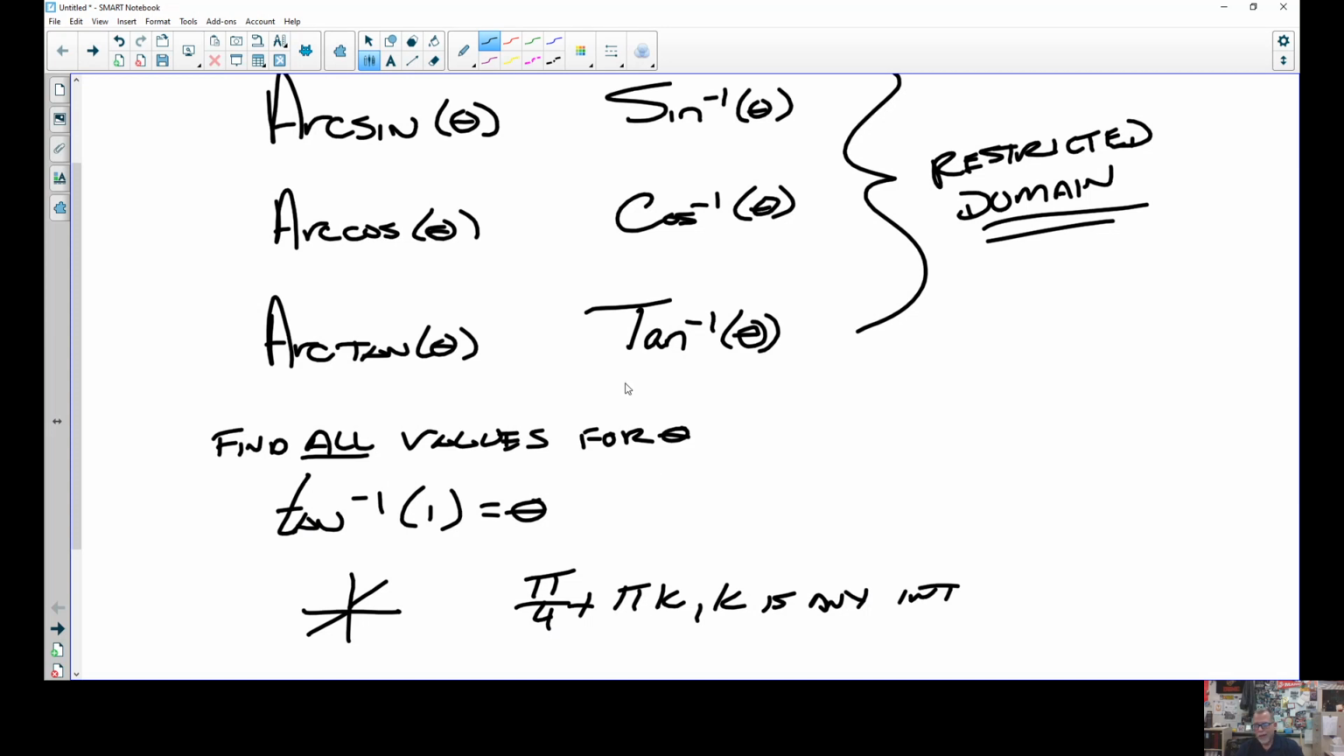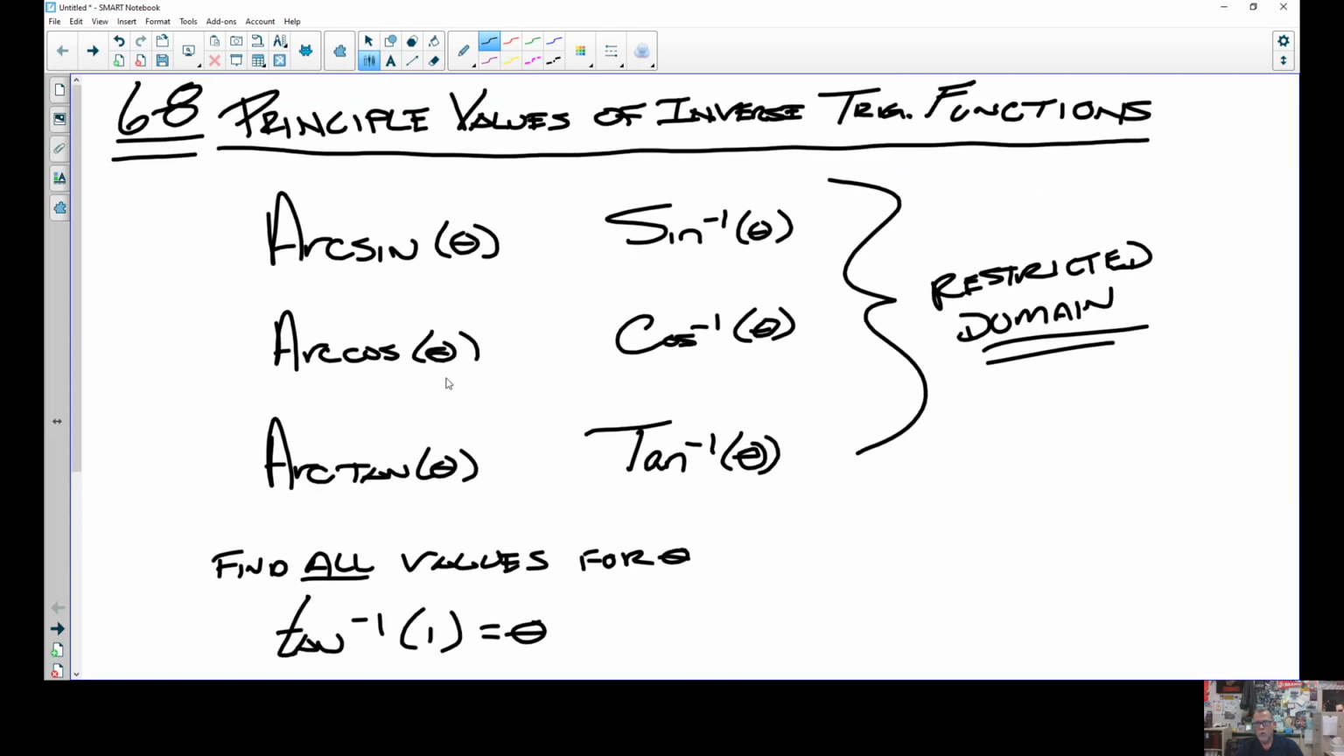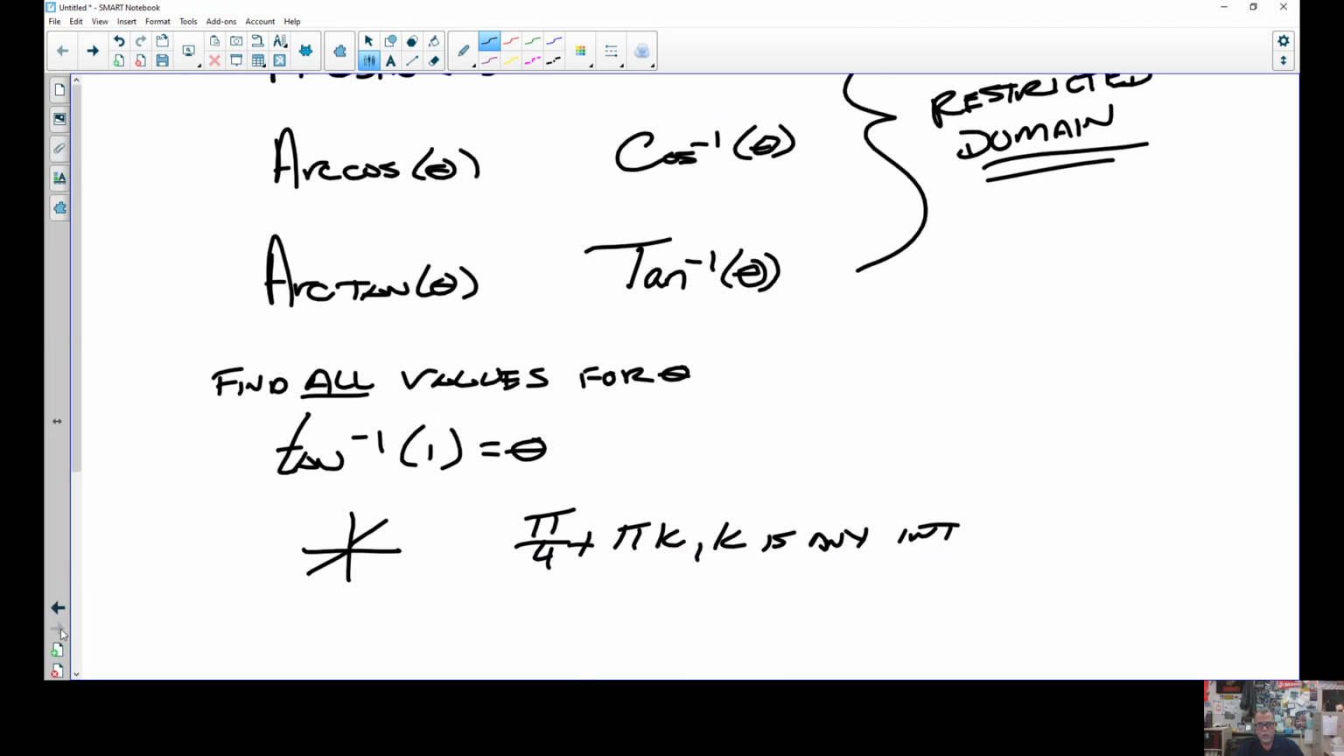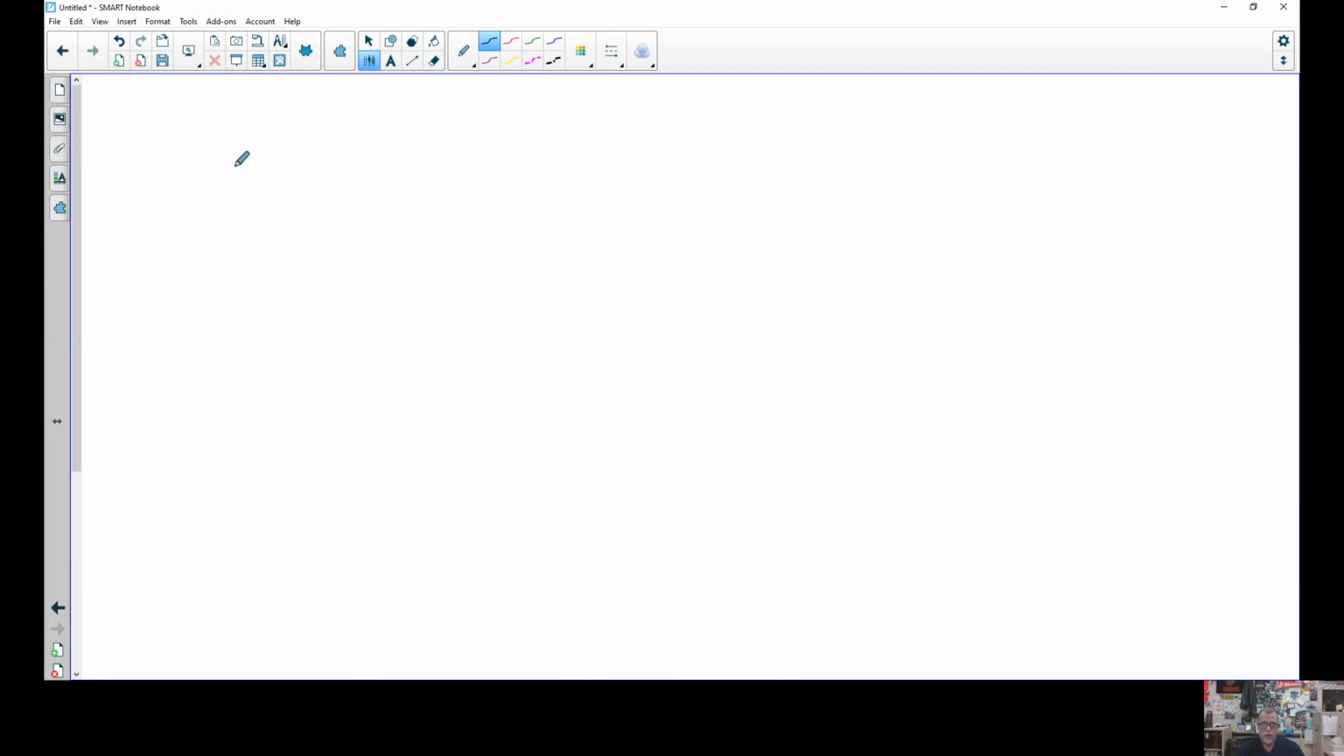Now, the thing is, if I punched in tan inverse 1 in my calculator, what happens? All right, it gives you a single value. It can't tell you this. It gives you a single value. And that value it gives you is what we call the principal values of these functions. And they're denoted with these capital letters to start. All right, now what that means is, as I said, we have to restrict the domain. So let's look at each one of these and how we restrict the domain.